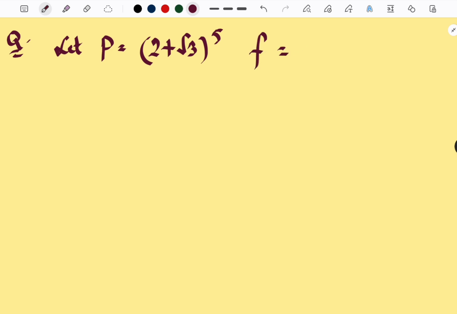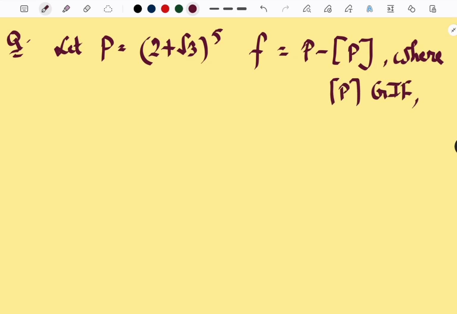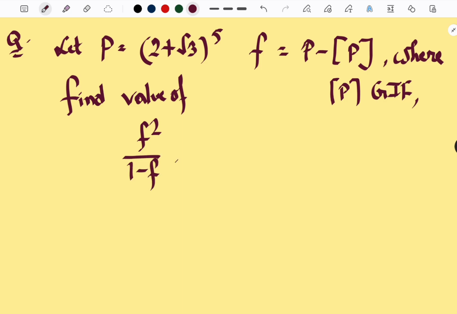See, the question says: let p is equal to (2 plus root 3) to the power 5, where f is equal to p minus [p], where obviously this denotes GIF, the greatest integer function. What we are required to do is find the value of f squared by 1 minus f. So this is the value that we are seeking.